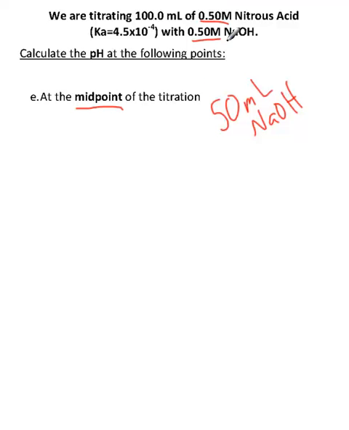But I know that since they're the exact same molarity, I'm going to need 100 of the NaOH to completely titrate it, so midpoint is going to be 50. So that's going to be our X value on our curve.